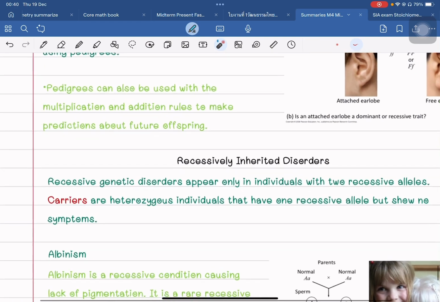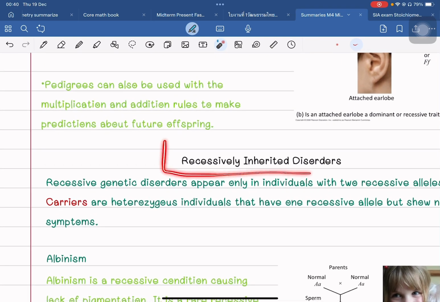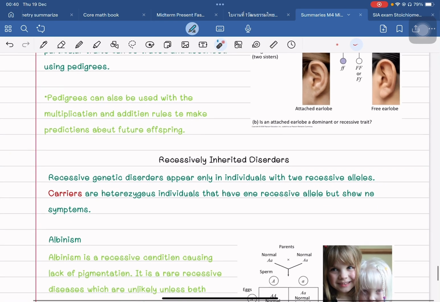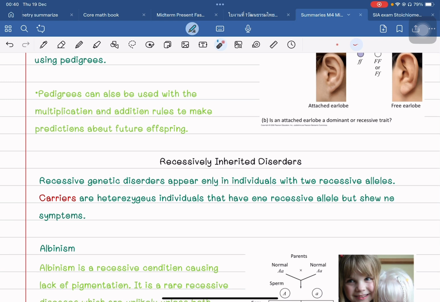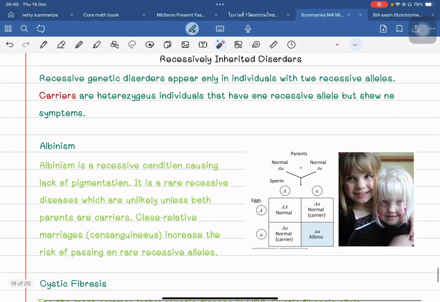Next is about recessively inherited disorders. Recessive genetic disorders appear only in individuals with two recessive alleles. Carriers are heterozygous individuals that have one recessive allele but show no symptoms. Next, we're going to pick up those disorders that we can find nowadays, and that are kind of common.